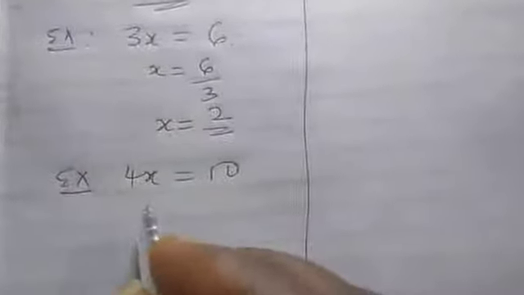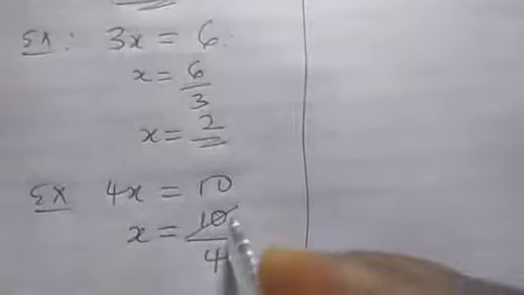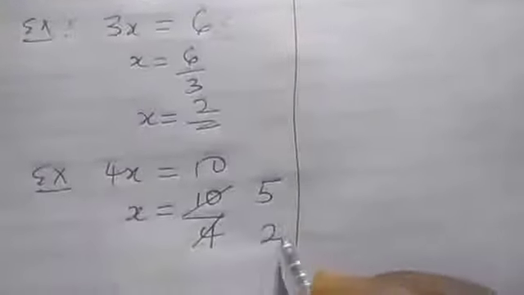And finally, let's say we now have 4x = 10. From that, we just see that x is equal to 10 over 4. 10 cannot be divided by 4, but 2 can divide both. 2 into 10, we have 5. 2 into 4, we have 2. So the answer is 5 over 2.